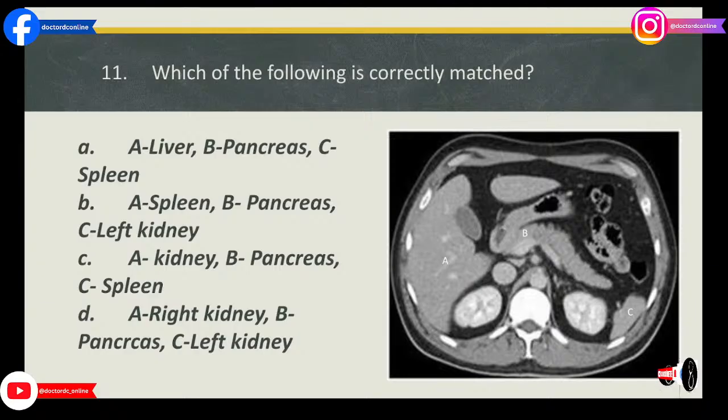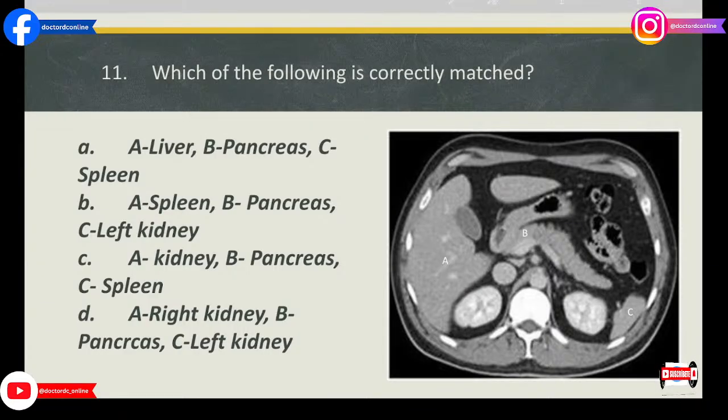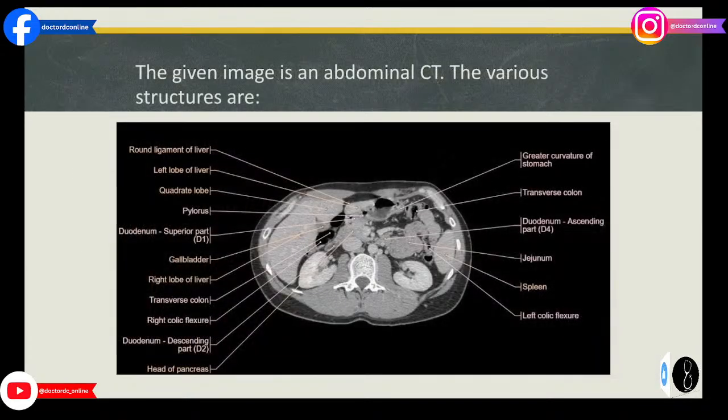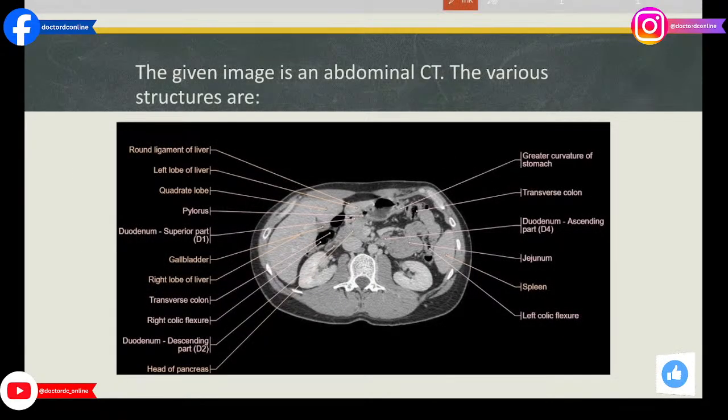In question 11, you're asked to correctly match structures on a CT. The options are option A, A liver, B pancreas, C spleen; option B, A spleen, B pancreas, C left kidney; option C, A kidney, B pancreas, C spleen; and option D, A right kidney, B pancreas, C left kidney. Based on anatomical positioning, the correct match is option B, A spleen, B pancreas, C left kidney.